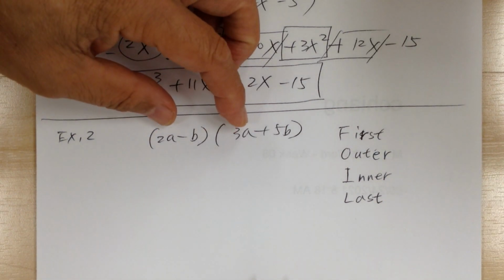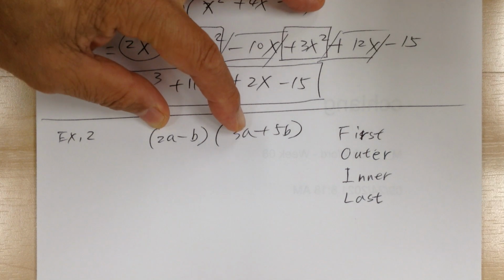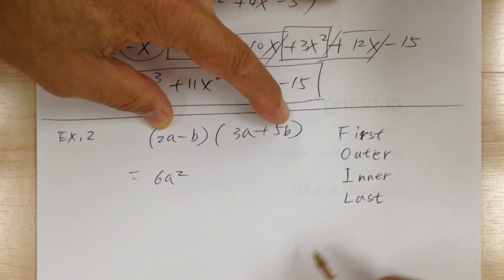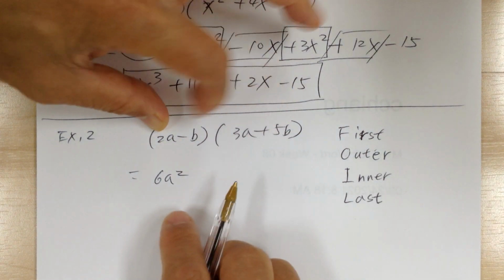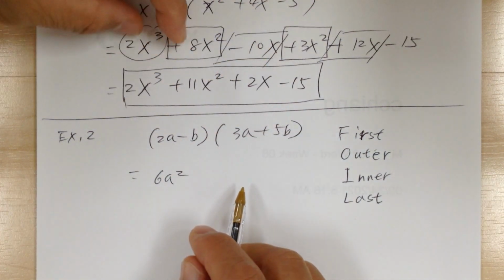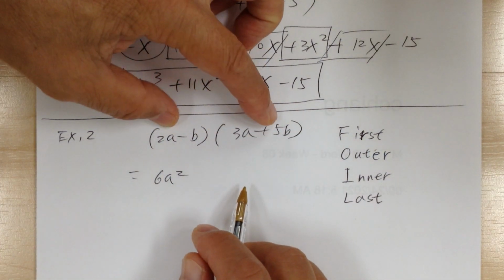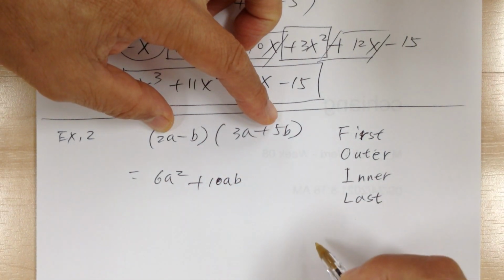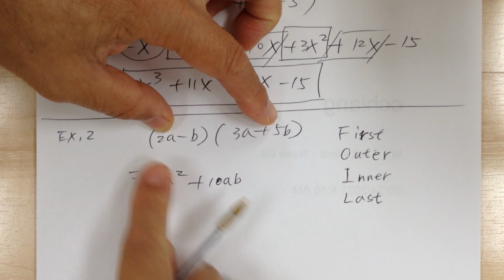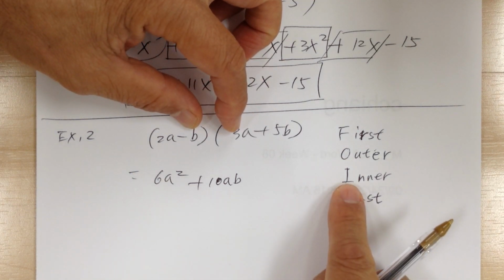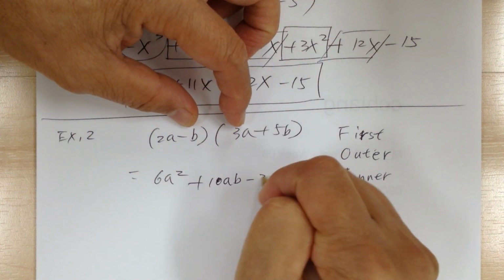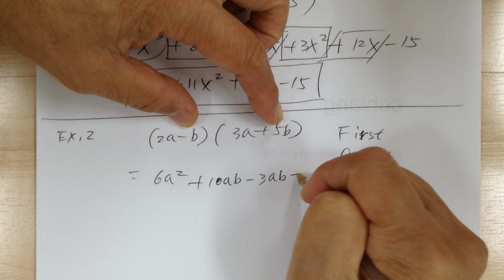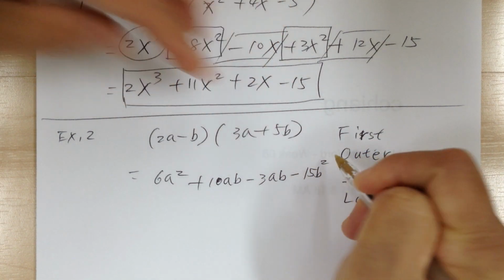Basically, all you do is just distribute. So this is your first term, so it would be 6a squared, and this is the outer term. You can just multiply, same as what we're doing over here. So this would be plus 10ab. When you're done with the first term, you can go to the second term. This is the inner terms, so it would be minus 3ab. And the last terms would be minus 15b squared.